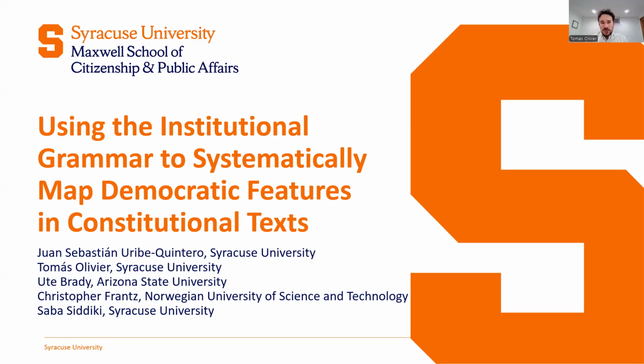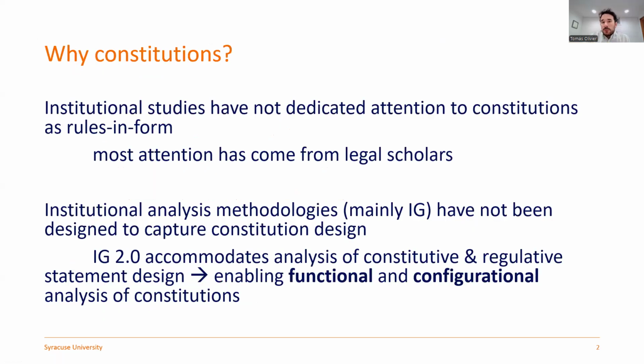So, as I said, what we're trying to do here is analyze and map systematically democratic features in constitutional texts. So the first thing that you all might be wondering is why we're looking at constitutions. And there are multiple reasons for this. First of all, constitutions are the foundational rules of the game for any country and political system. But at the same time, from a theoretical and disciplinary perspective, the institutional literature has not dedicated enough attention, we believe, to constitutions as rules in form.